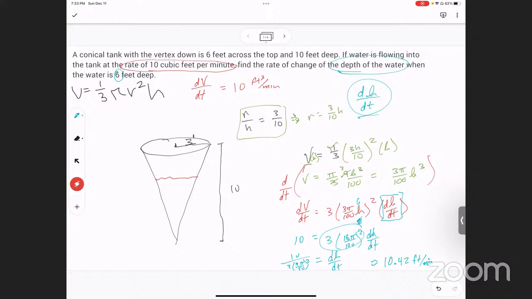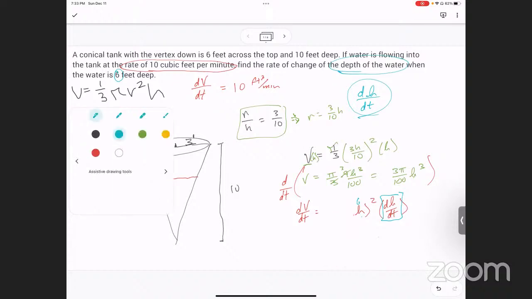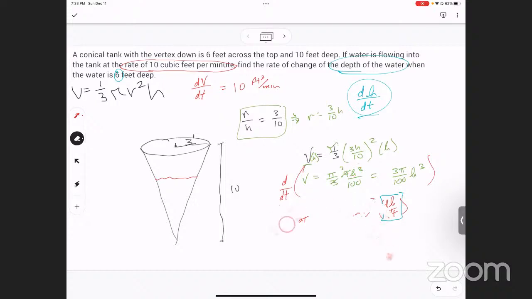Oh, here's what I did wrong. This doesn't get squared. That shouldn't be squared. My fault. This should not be inside there. So when I take the derivative of this right here, let me just, I was kind of doing a little bit of shorthand. Let me start this over. Here's the volume, and it equals 3 pi over 100 h cubed, right?